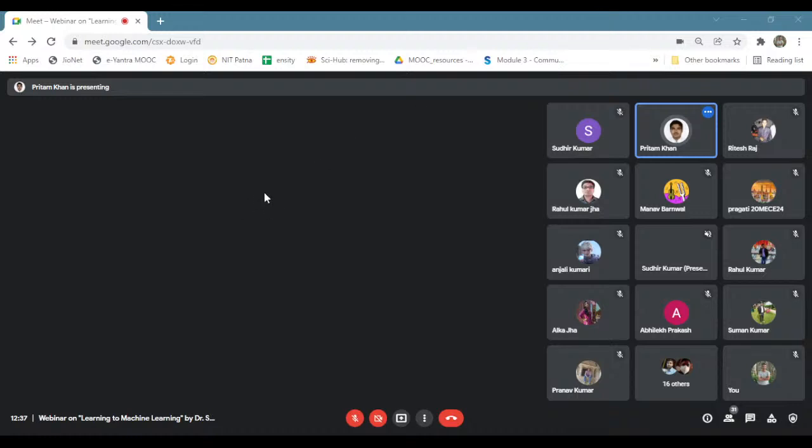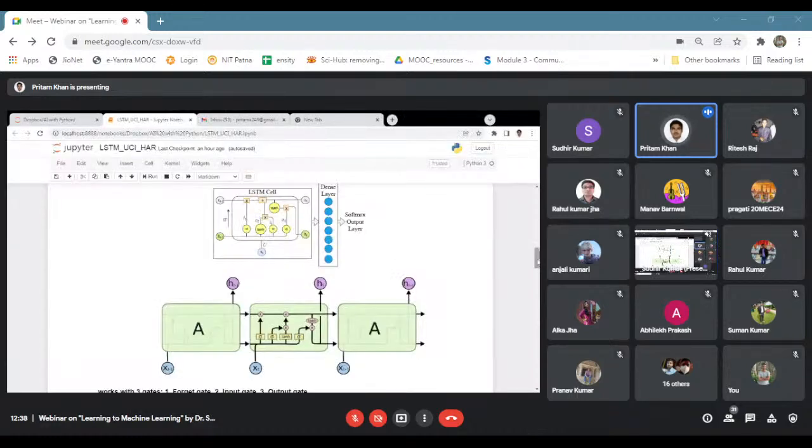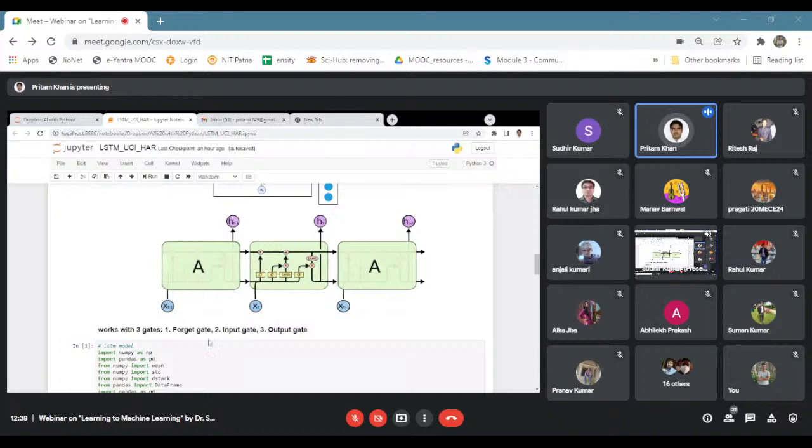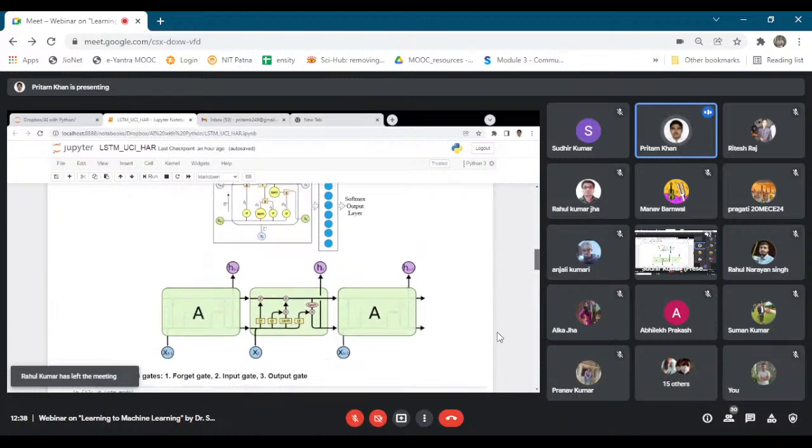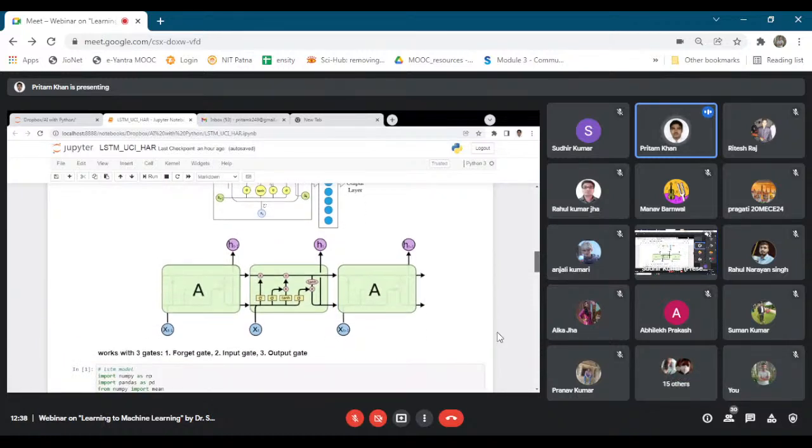Why short-term? Because there are three gates, as I mentioned: forget gate, input gate, and output gate. It will not remember the entire information for a long duration of time. It will remember all the information for a short duration of time, and for a long duration it will remember only the required information. That's why it is called long short-term memory.